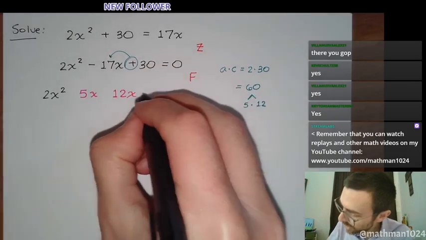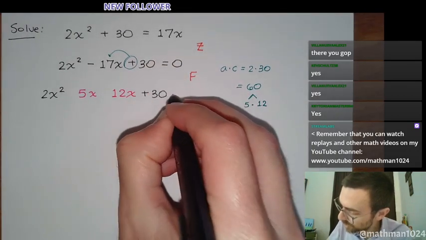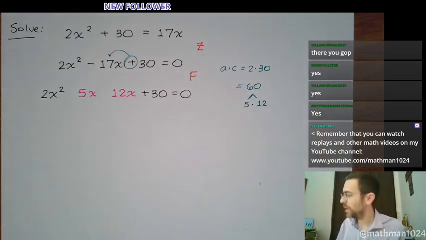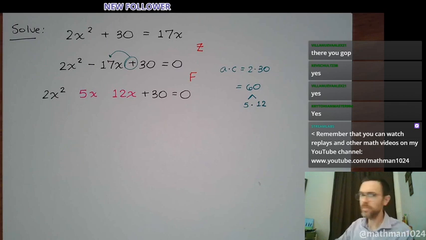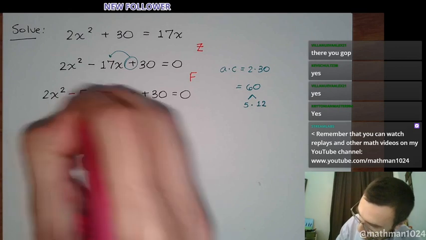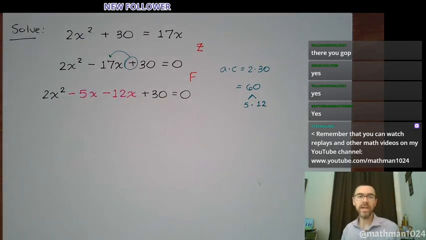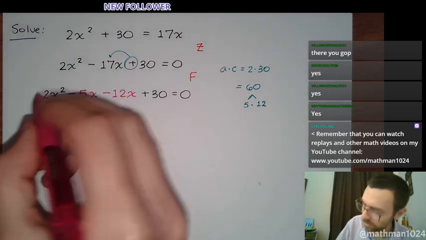But then we have to make sure that we pay attention to our signs. So if we split up the middle term, we pay attention to our signs. These guys must both be negative, like that. And now that we have four terms, we factor by grouping. That's the big thing that we saw with the AC method.